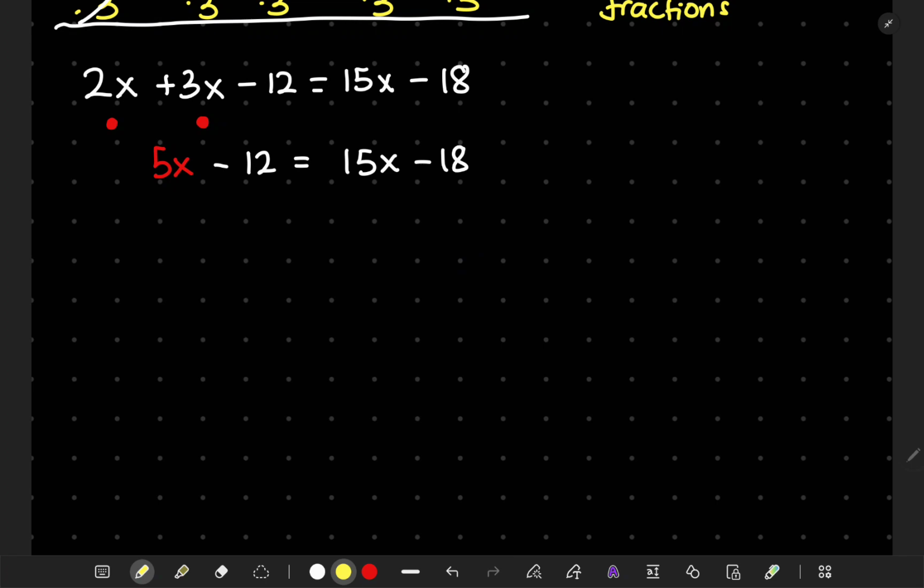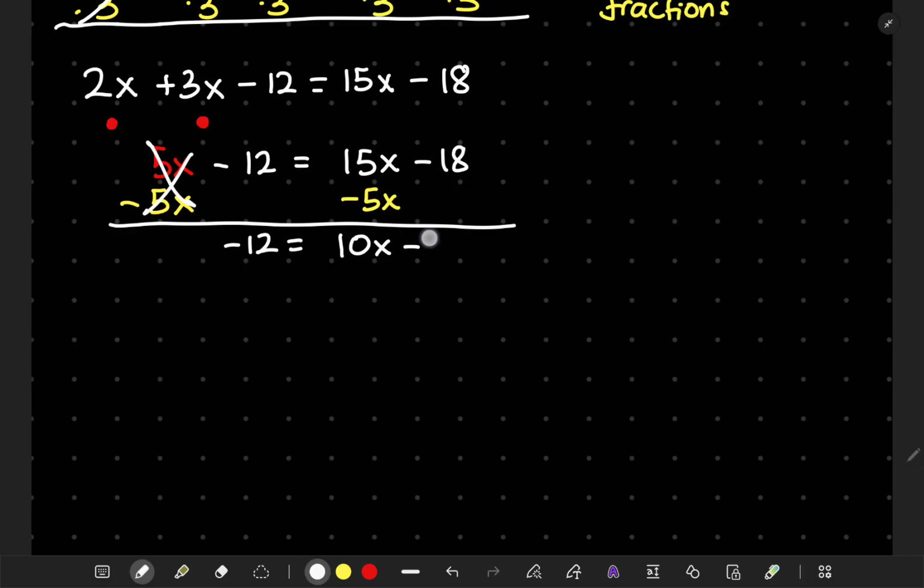The opposite of positive 5x is negative 5x. I do it to both sides, just as the following. And because of that, this 5x is gone, leaving me with negative 12 equals 10x minus 18. I have to get rid of now, because of the two-step, the negative 18. This means I do positive 18 to both sides. When I do that, the 18's cancel out, giving me 6 equals 10x.